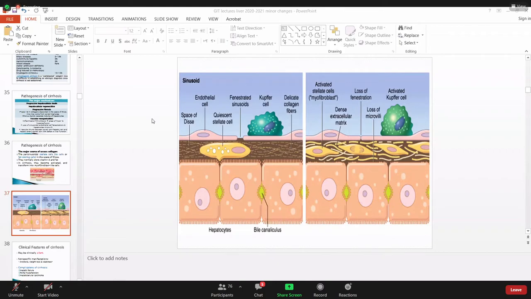ما أخذتوا الهيستولوجي of the liver؟ ما في محاضرة الهيستولوجي of the liver؟ لا في دكتورة بس ما درستها. Okay.